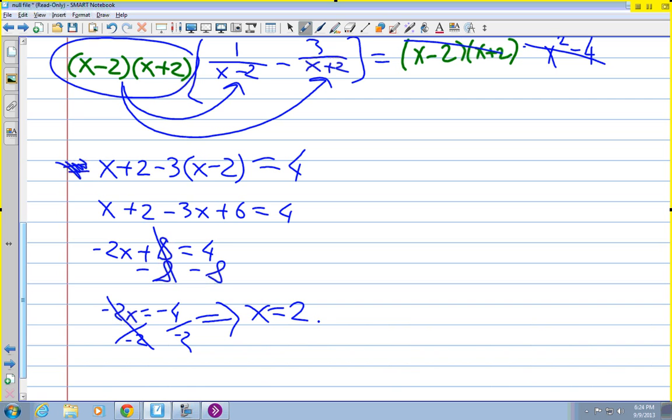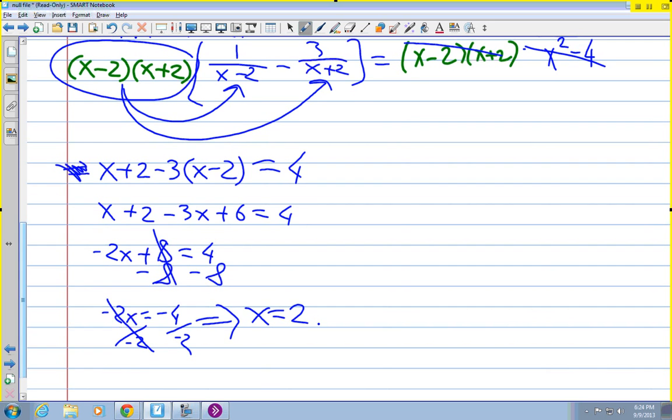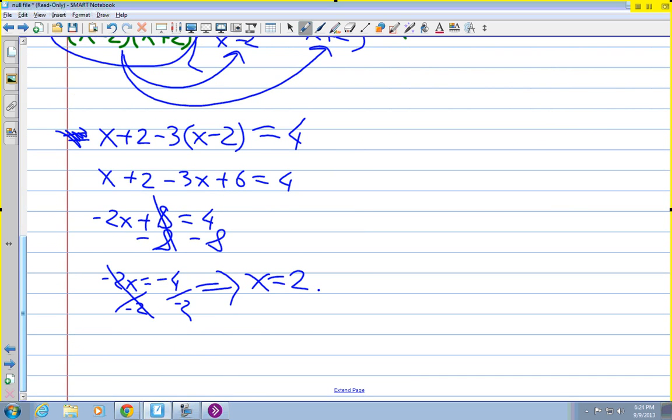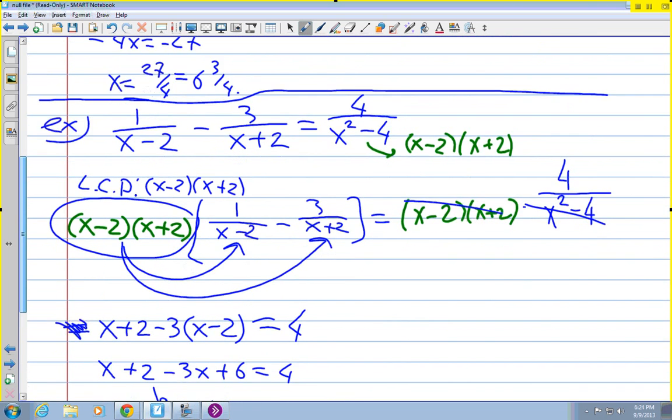Nobody's unhappy? I'm a little bit sad, because, again, we know that whatever we get for an answer is supposed to satisfy the original equation. Well, if x equals 2, can x equal 2 in that original equation? What happens when x equals 2? Zero in the denominator. So when I plug x equals 2 back in this equation, I get an explosion, right? Nothing works. So the only possible solution that we found does not satisfy my original equation.